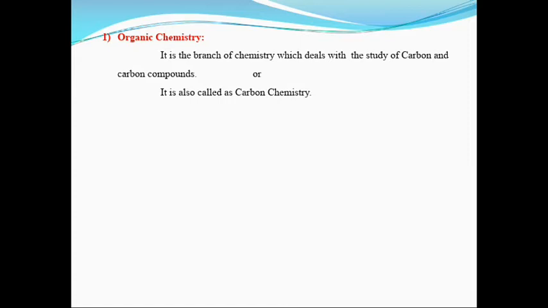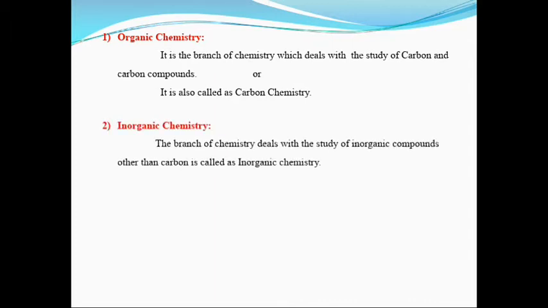Take any compound, if it has carbon in it, that will come under organic chemistry. If you consider benzene, toluene, cellulose, hydrocarbons, glucose, saccharides, all these contain carbon, so they come under organic chemistry. That is nothing but organic chemistry, or we can also call it carbon chemistry. Okay.